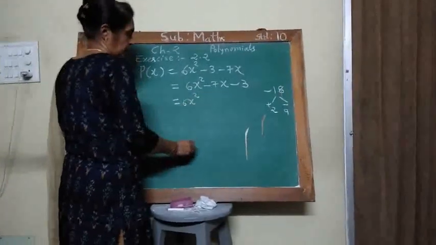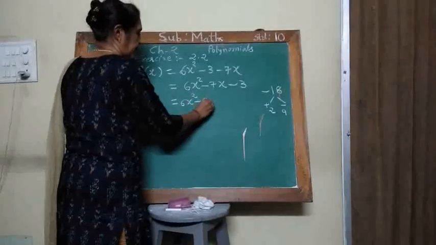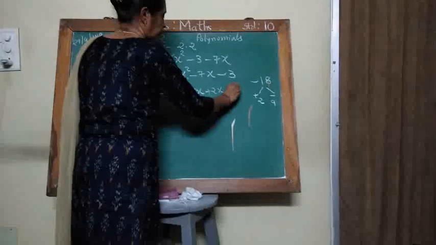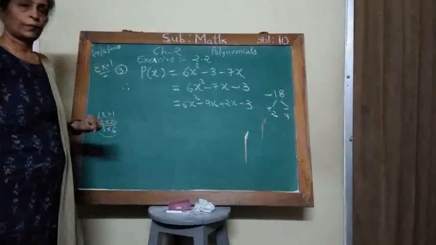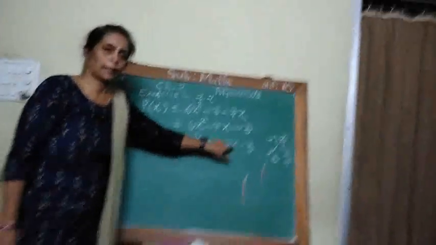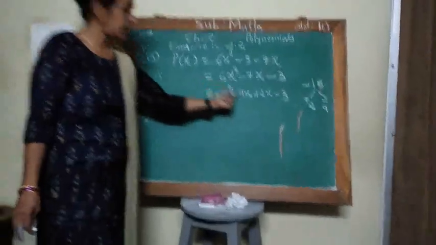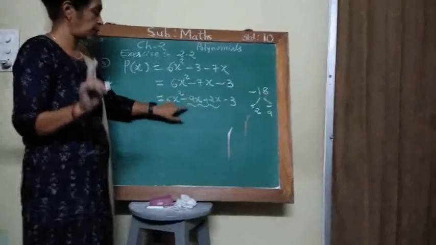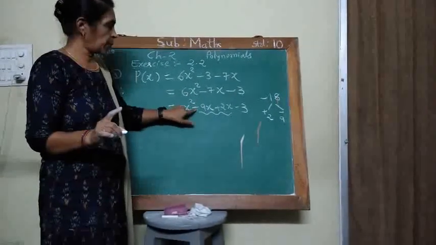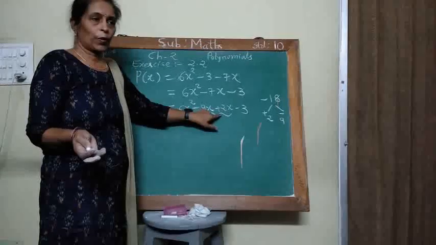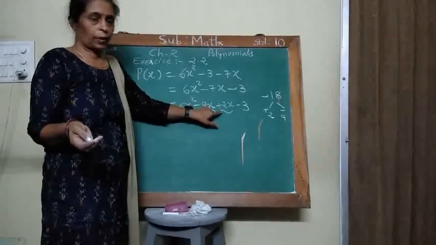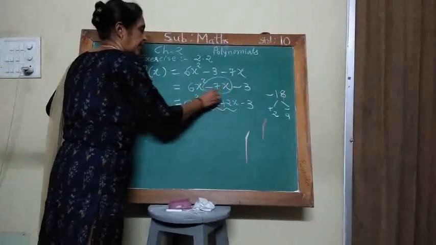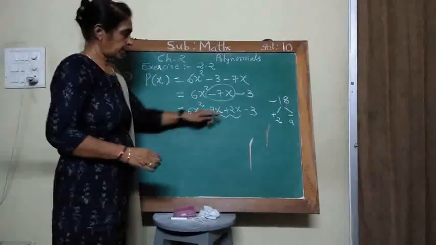6x square minus 9x plus 2x minus 3. Here you may put 2x first, no problem. But minus 9x and plus 2x is minus 7. That is important. If you put positive and negative the other way, then you get a little mistake. So be careful about these two. Replace minus 7x by these two, so I get 4 terms.